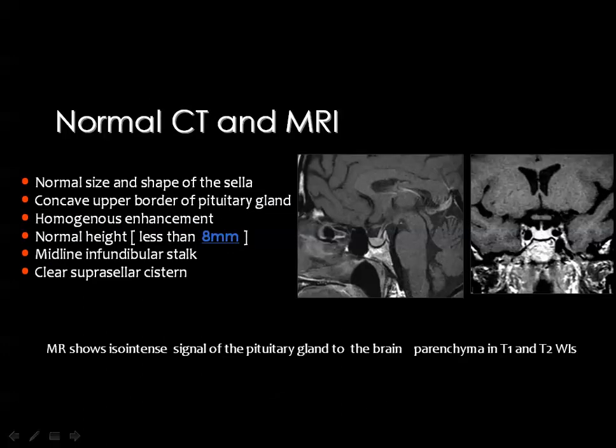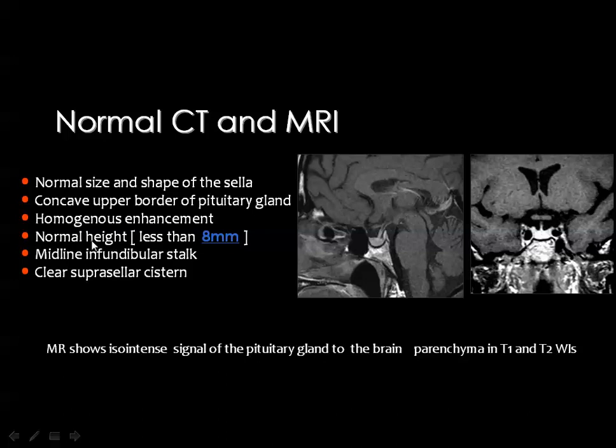And this is the normal appearance of the pituitary gland. You can appreciate the normal size and shape of the sella. You should ensure that the upper border of the pituitary gland is concave, especially in the coronal plane, and it may look flat in the sagittal plane. Then whenever you inject contrast medium, you expect that the pituitary gland will show homogeneous contrast enhancement, so that you can not usually discriminate between the anterior and posterior pituitary.